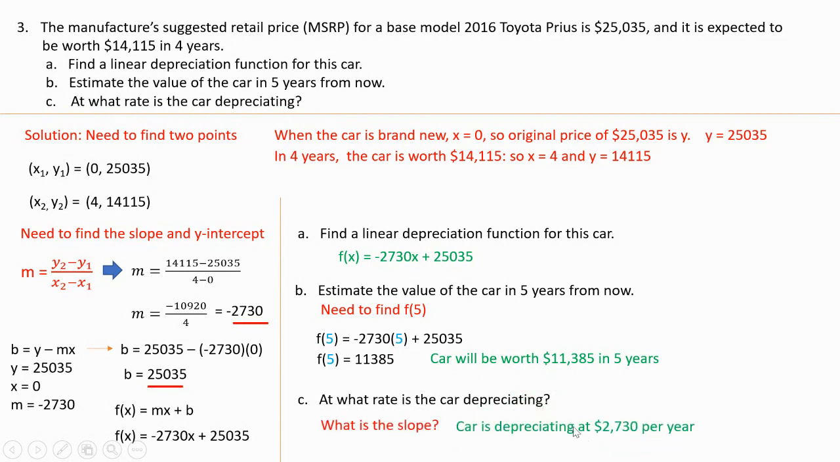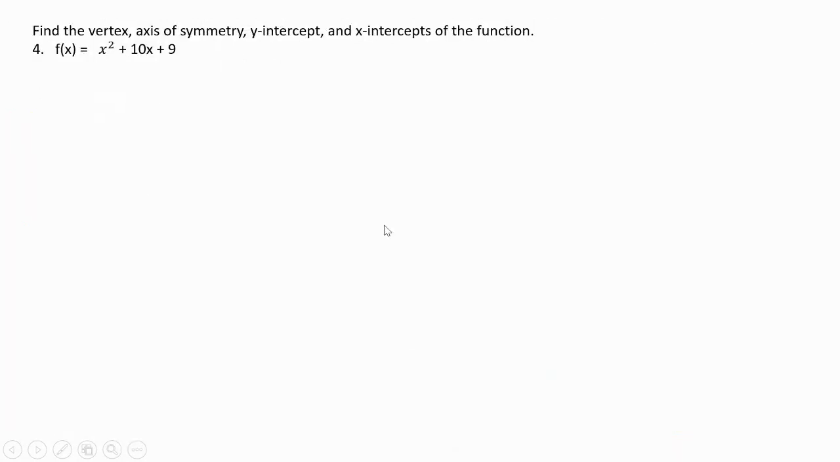So the answer will be, hey guys, this is not negative, okay? Because it's already saying that it's depreciating. Depreciating means that the slope is negative. A lot of mistakes that students make is that they put a negative here, and it's wrong, okay? So the car is depreciating at that rate per year. That's how you apply word problems to a linear function, okay? Now, number 4 is find the vertex, axis of symmetry, y-intercept, and x-intercepts of the function.